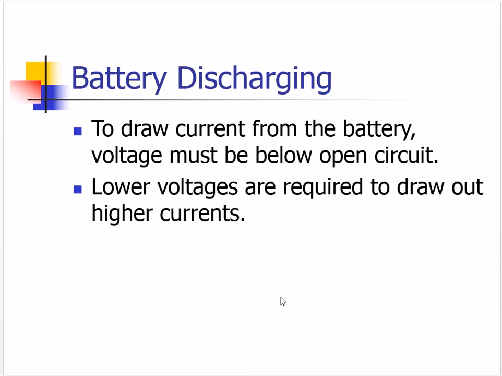In order to discharge the battery, we have to go below the open circuit voltage. We have to draw it out. If we do not go below the open circuit voltage, no current will flow out of the battery. And the faster we want to draw it out, the lower voltage we have to draw it out at.